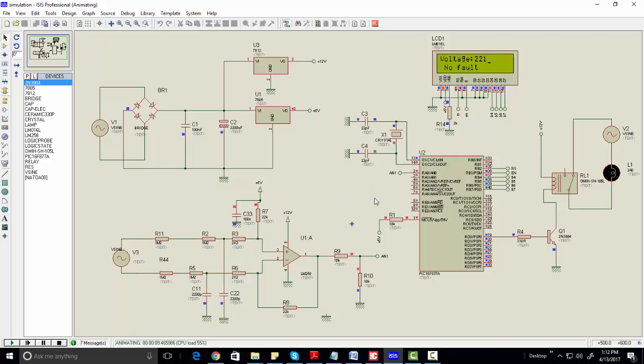When voltage is greater than 260 volt, it will turn off the load and isolate the load from the main power supply. If voltage is in a safe range, it will start up and remain operating. So this is the project about a smart under and over voltage protection system.